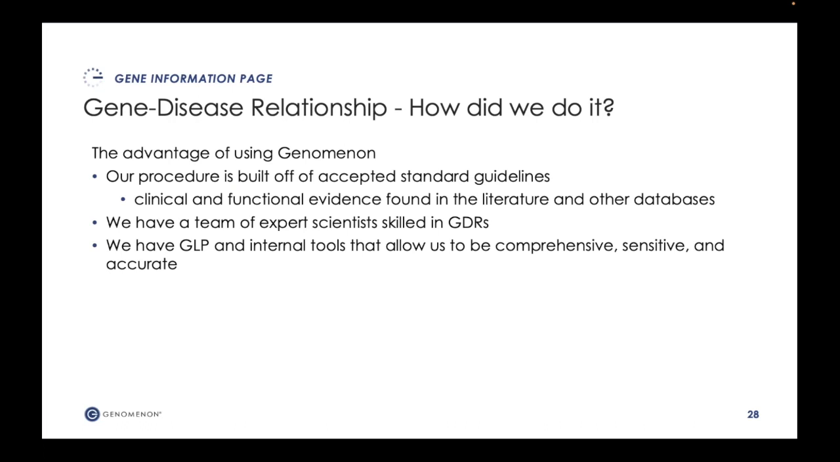There are several advantages to using Genomenon for your gene disease relationships. The first one being that our procedure is built off of the accepted and standard guidelines as published by ClinGen. As you all are probably aware, this includes clinical and functional evidence and specific components that are found in the literature and other databases, which is exactly the procedure we follow here at Genomenon. Additionally, we have a very large team of expert scientists skilled in GDRs. This includes many curators, project managers, team leads, as well as a whole other team of quality control individuals as well. We have a genomics language processing and internal tools that are super powerful and allow us to be very comprehensive, sensitive, and accurate in the curations that we perform.